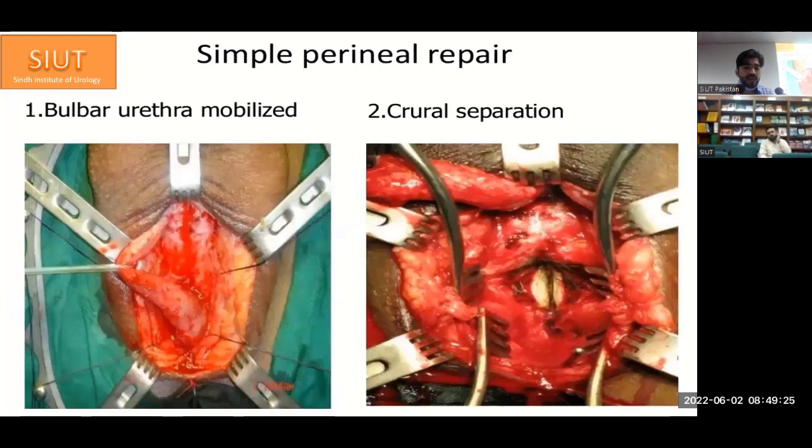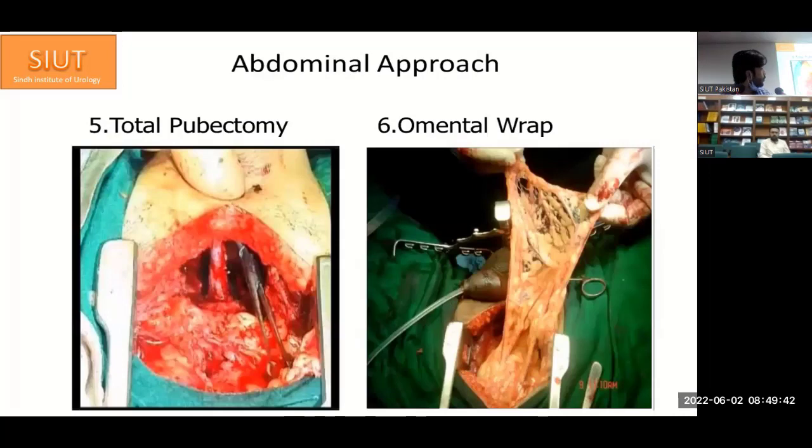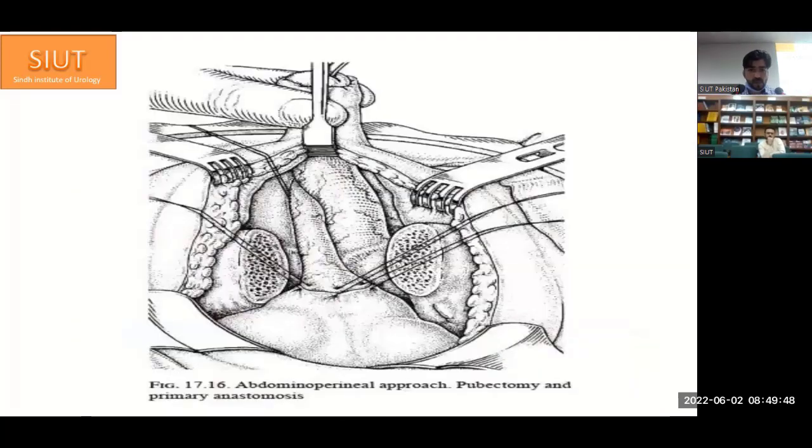The bulbar urethra is mobilized, crural separation is next, inferior pubectomy, supracrural rerouting, fourth one. Fifth, total pubectomy, after pubectomy, omental wrapping. It's an abdominoperineal approach, pubectomy, and primary anastomosis.